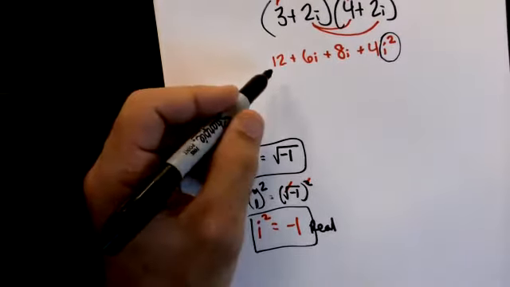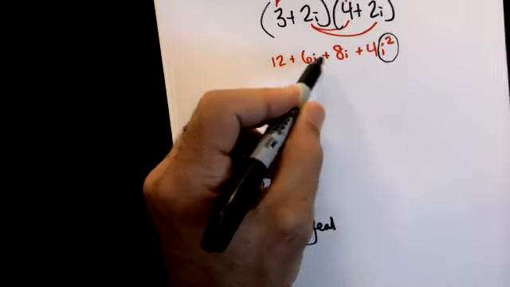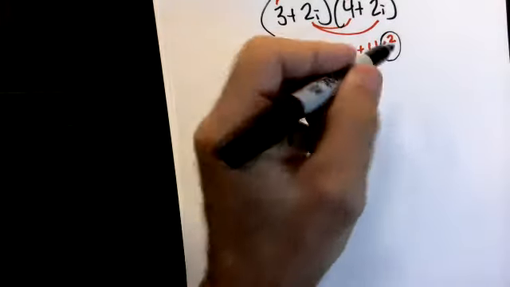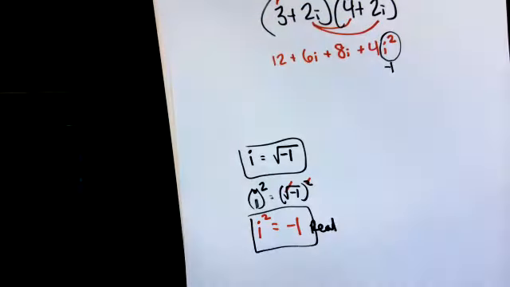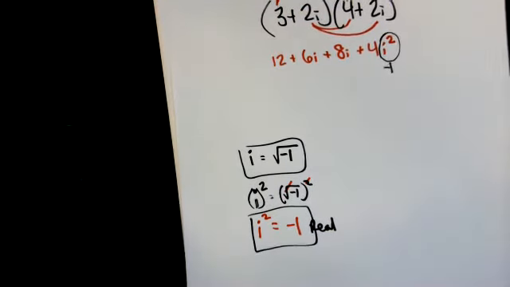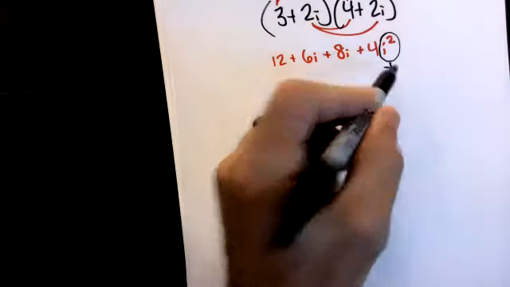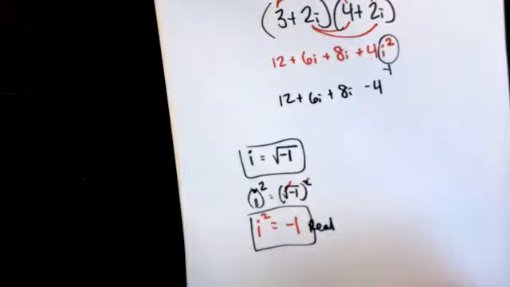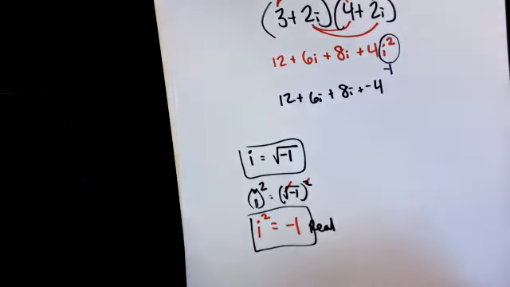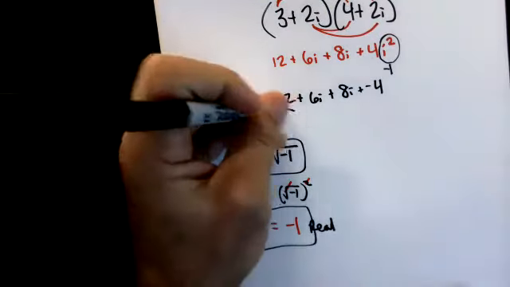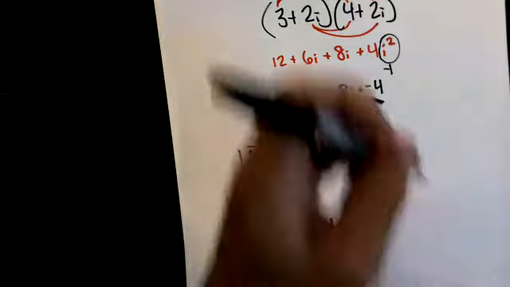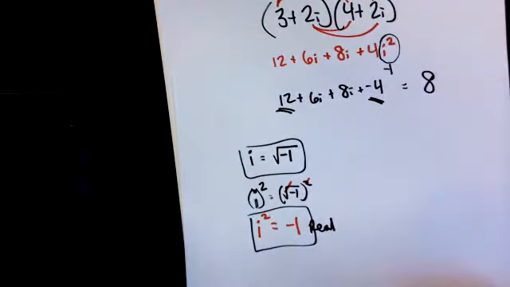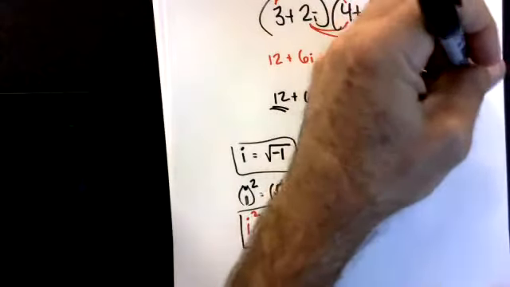So if we go back to this problem here, 12 plus 6i plus 8i plus 4i squared, this i squared again means -1. So if we take 4 times -1, that just simply becomes a -4. Then if we combine our like terms, we can add 12 and -4 to get an 8. And we can combine our 6i and our 8i to get a 14i.